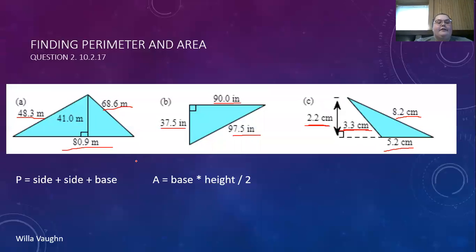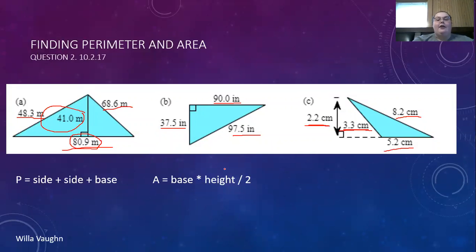So now the formula for area is going to be base times height divided by 2. So for triangle A, we have our base, which is the 80.9 meters, and our height, which is the 41 meters, and you're going to multiply those and divide by 2, and you're going to get 1,658.45 meters squared. And you're going to square the meters because you're using multiplication.